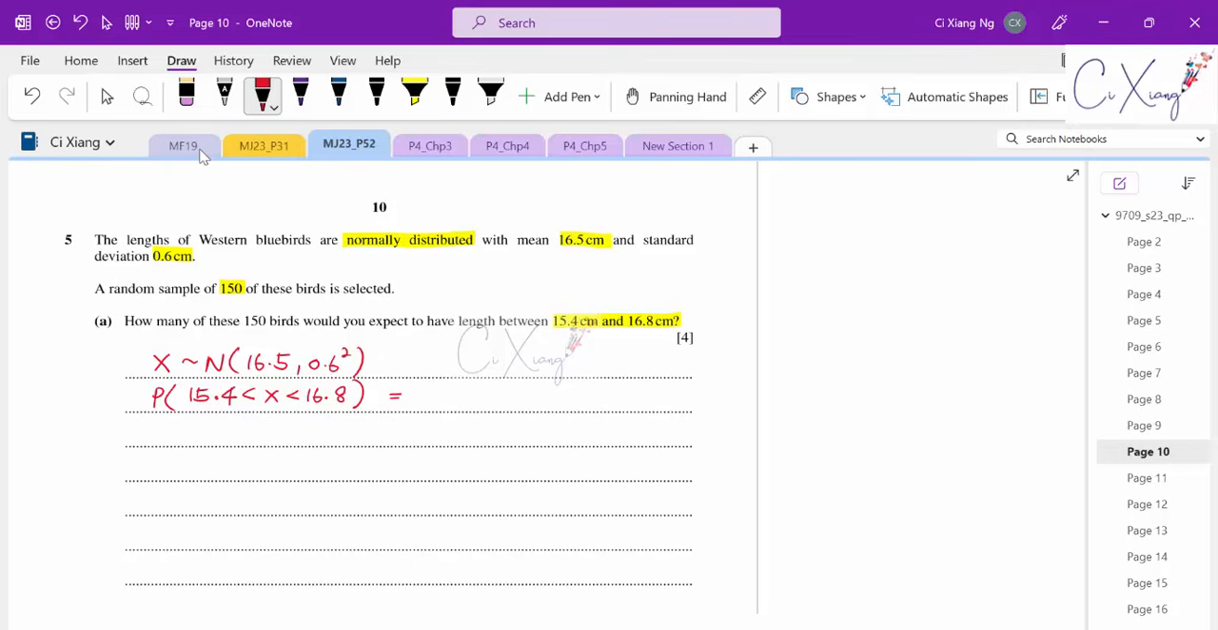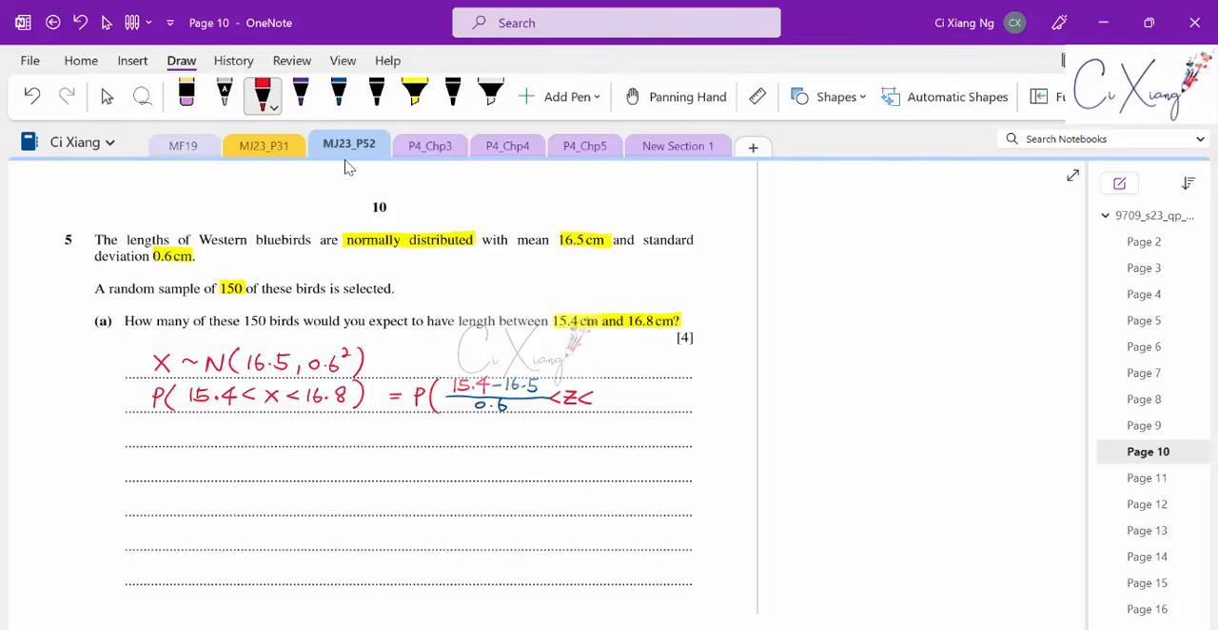Okay, so since this variable X is normally distributed, before I want to find out the probability, I have to standardize it to become Z first. It is normally distributed, therefore you have to standardize it before you can use the standard normal table. Right, so how to standardize it? We are taking the original value of X, then we have to minus the mean, divided by standard deviation. So the standard deviation is 0.6.